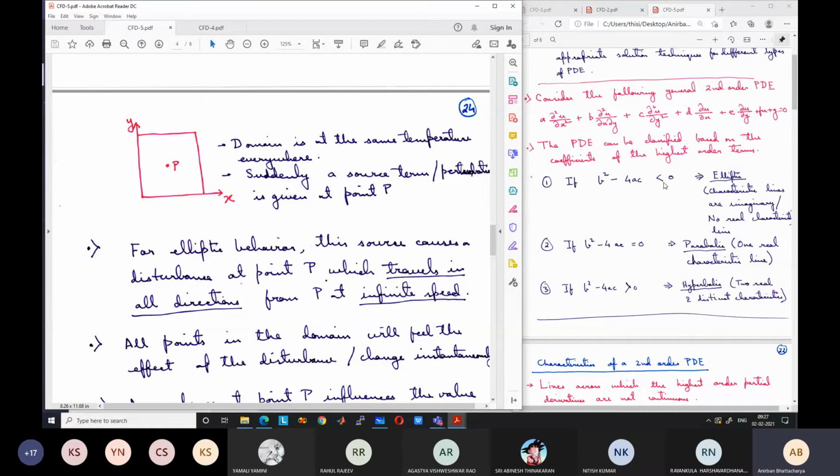For other dimensions, like if there are three independent variables, these things can be generalized, but we will not go into those details. But still, this is very relevant because in many cases we have second order PDEs, or two-dimensional second order PDEs.